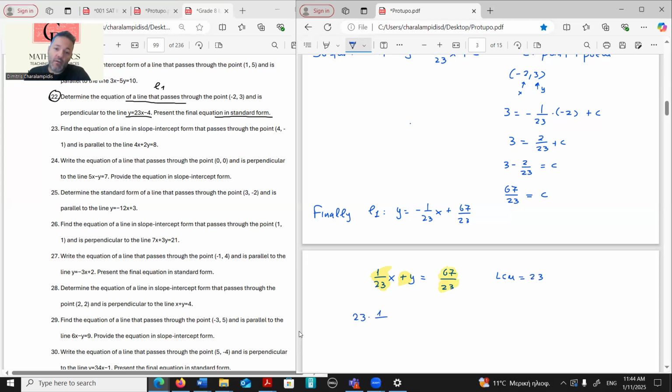So 23 times 1 over 23x plus 23 times y equals 23 times 67 over 23. These cancel out, and we end up with x plus 23y equals 67, which is the answer.